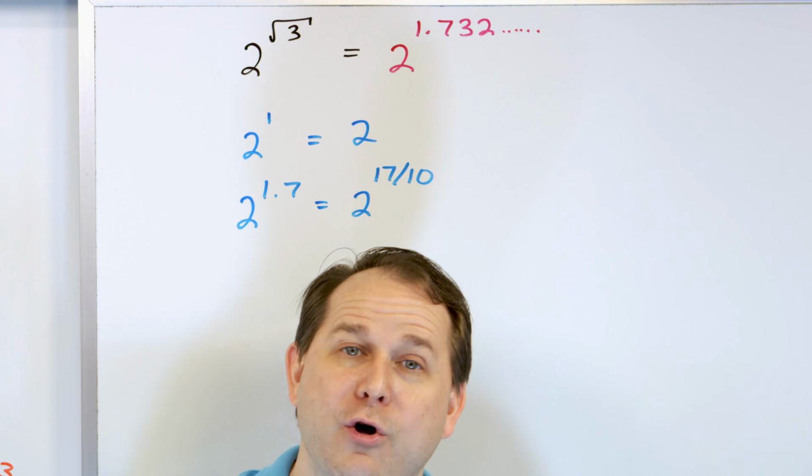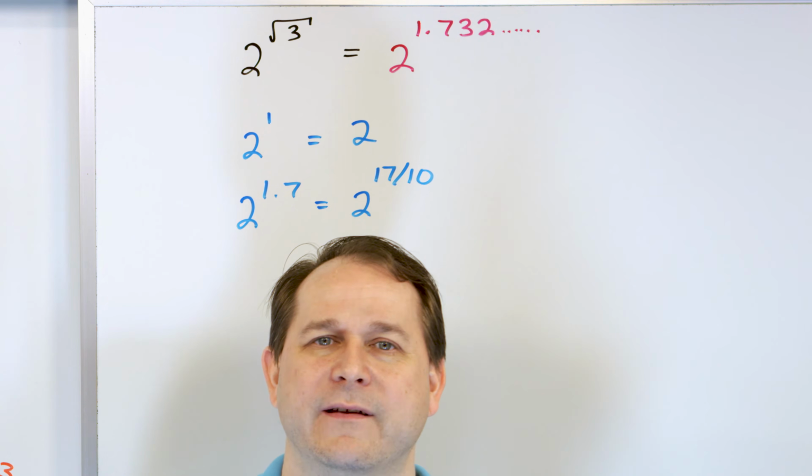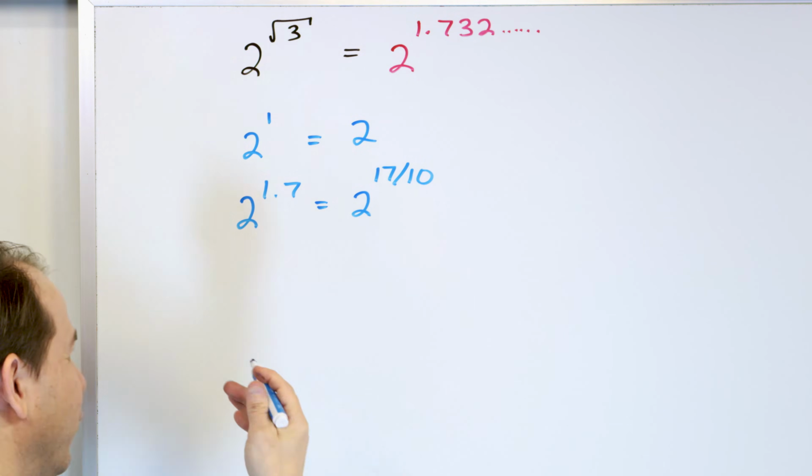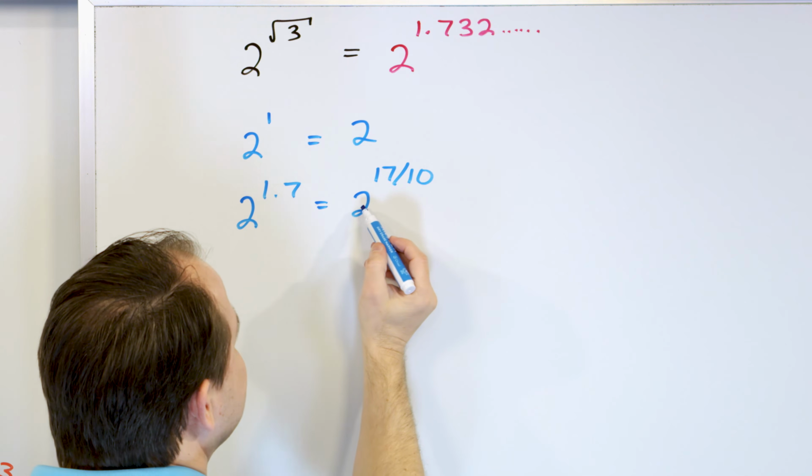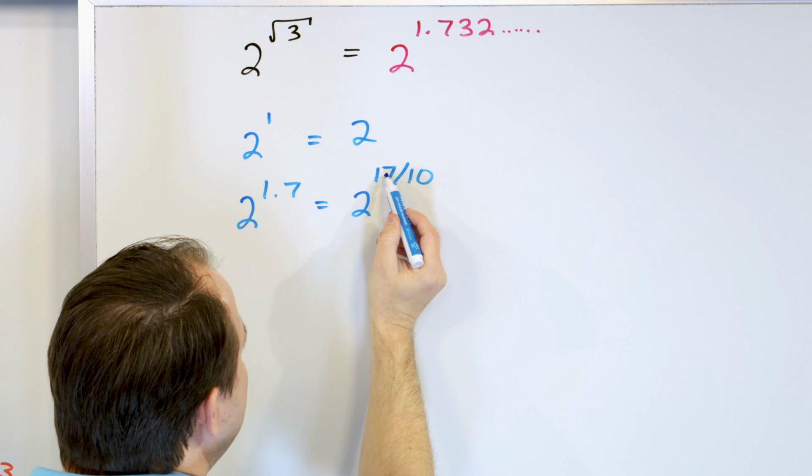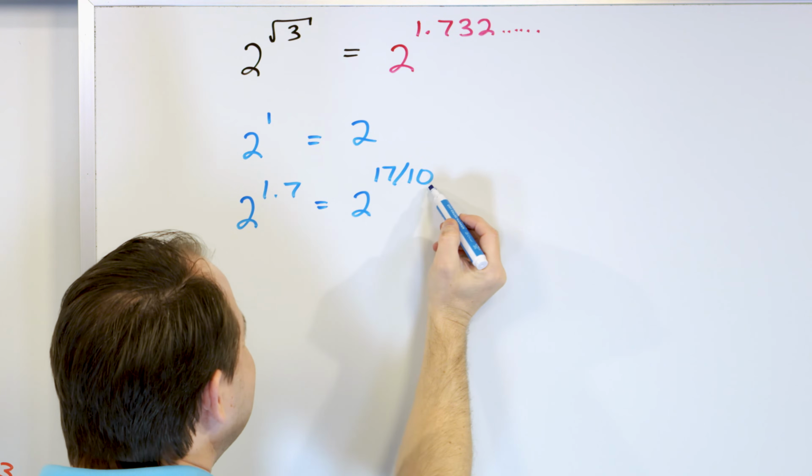And you now know how to evaluate exponents with fractions. It's really gnarly, but you can do it. This is 2 raised to the 17th power. Take the result of that and you take the 10th root of it.